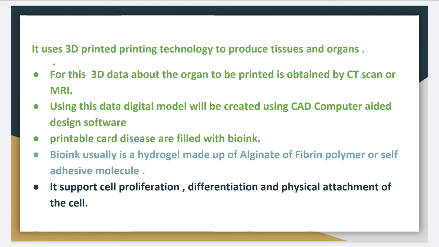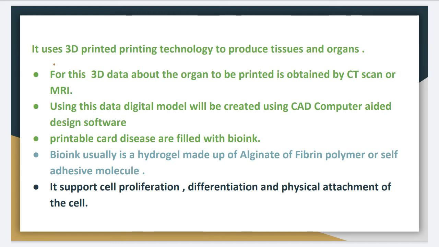What is the function of this bio ink? Bio ink will support cell proliferation, differentiation, and physical attachment of cells. So, what is cell proliferation? It means that a cell multiplies into one, two, three, hundred, thousand, billions, trillions, like this. And differentiation means the division of a cell into multiple types so that many organs can be made.